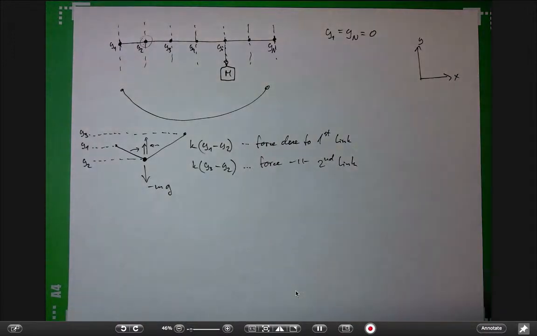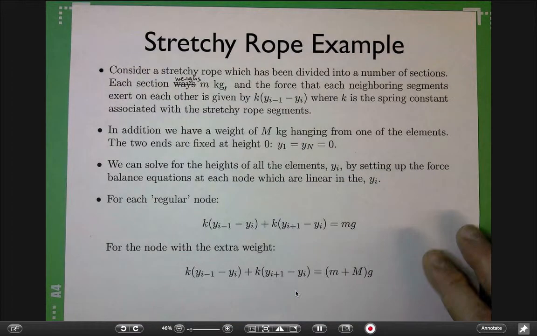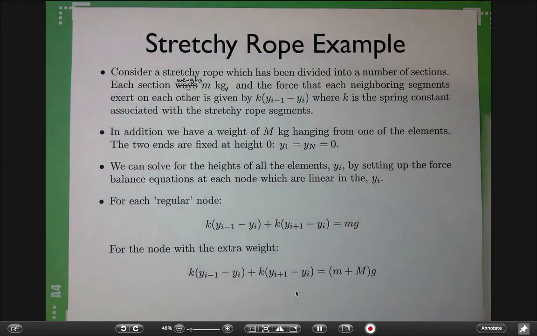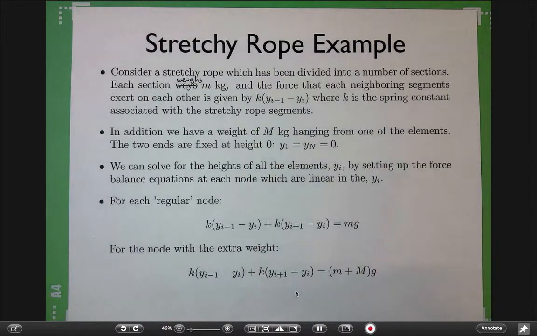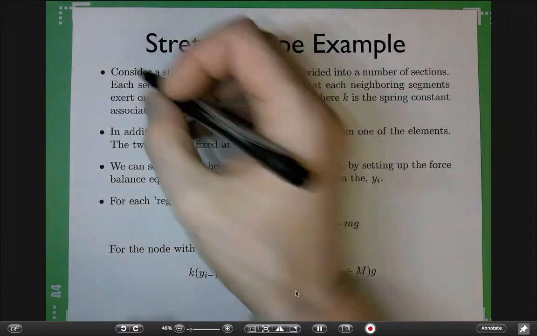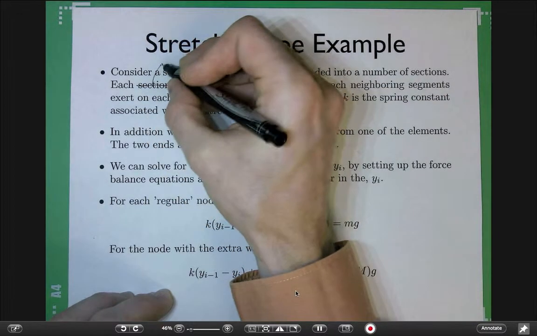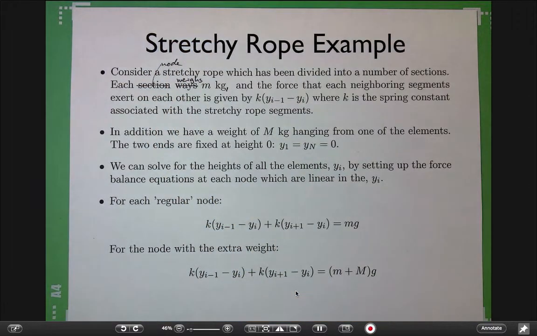So maybe now I can switch to the slide. Now it should make more sense. So this is just describing the situation in words. We have this stretchy rope with a number of sections. Those are like our springs. And, well, maybe not section, but we will say each node. We can assume that all the mass is concentrated at the nodes, that the links don't weigh anything. We are really making a mathematical or physical abstraction.